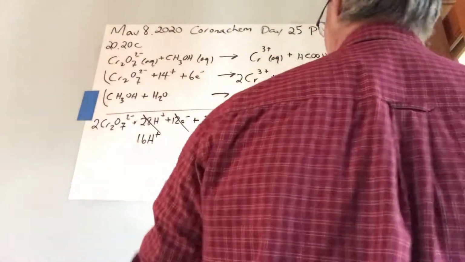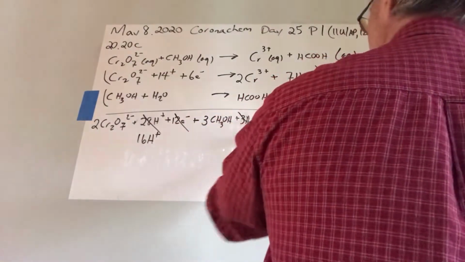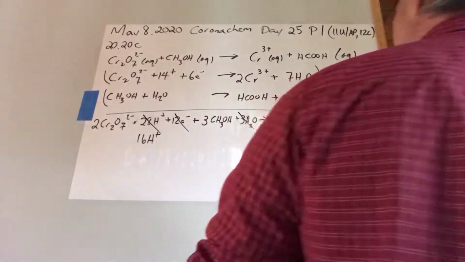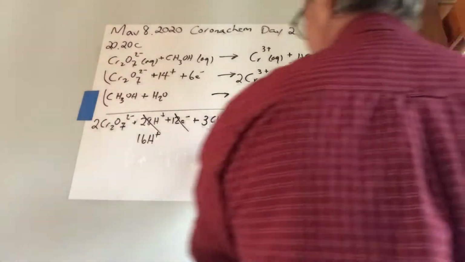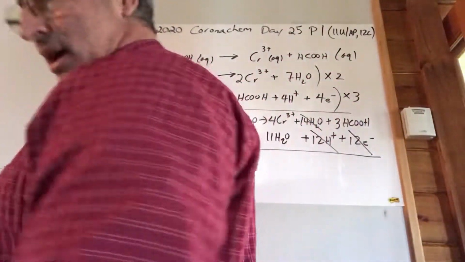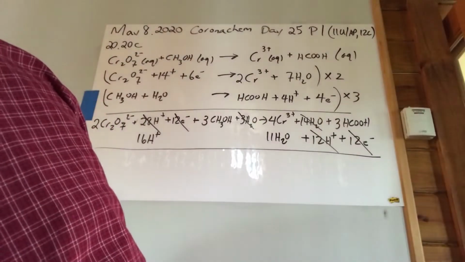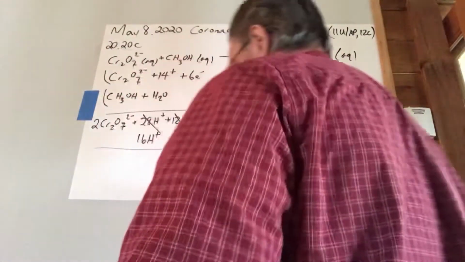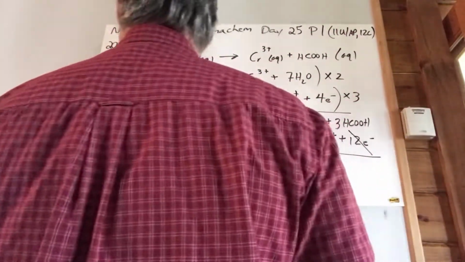The waters also partially cancel, so that you have 11 waters on the right. And now we can write the final equation, but remember that they're asking us, okay, it's in acidic solution, so we don't have to do anything after that. So we write the net equation now.